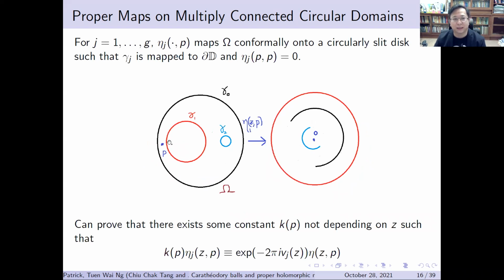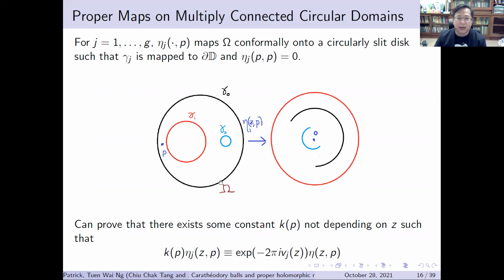So that's one example. So eta j from now on would be a conformal map from omega to a circular split domain, such that gamma j will be mapped onto the unit circle, such that it maps p to 0. So here is one example of eta 1. This gamma 1 here would be mapped onto this unit circle here, and p will go to 0.